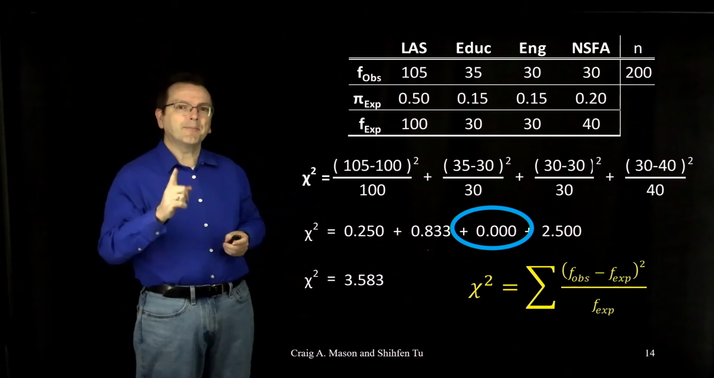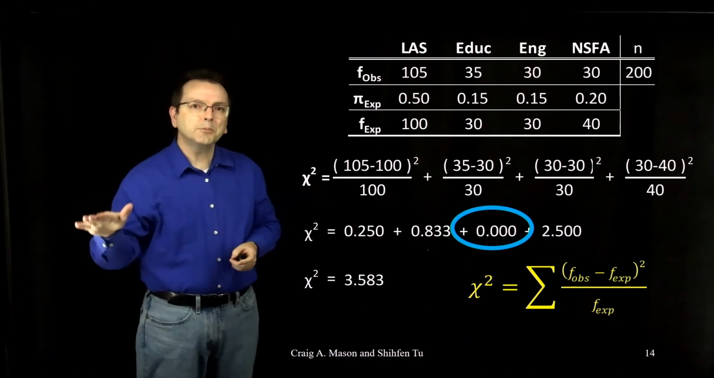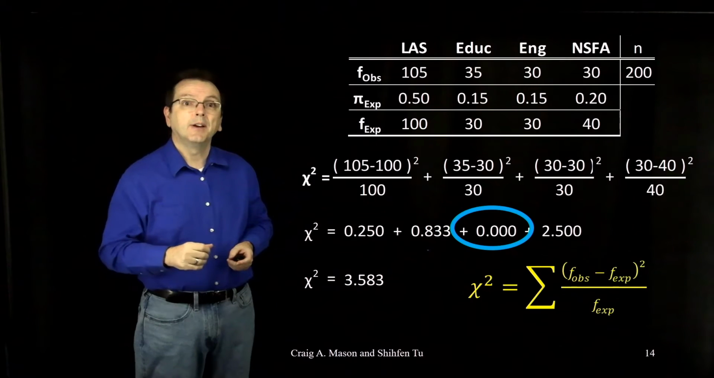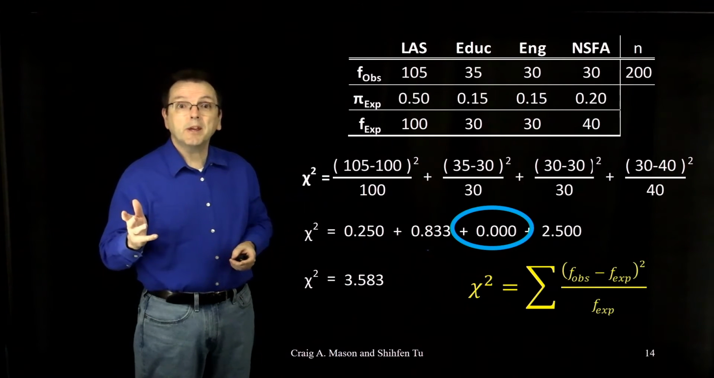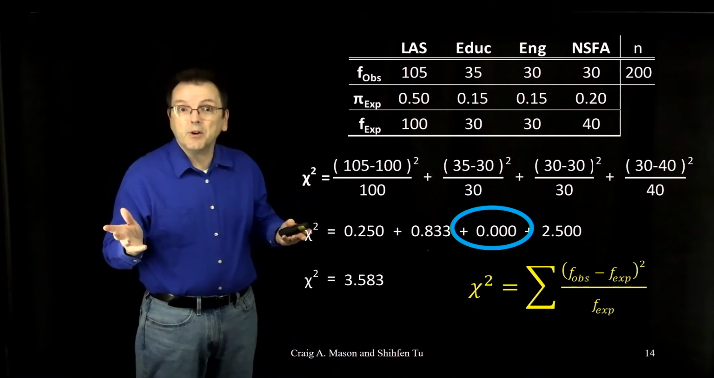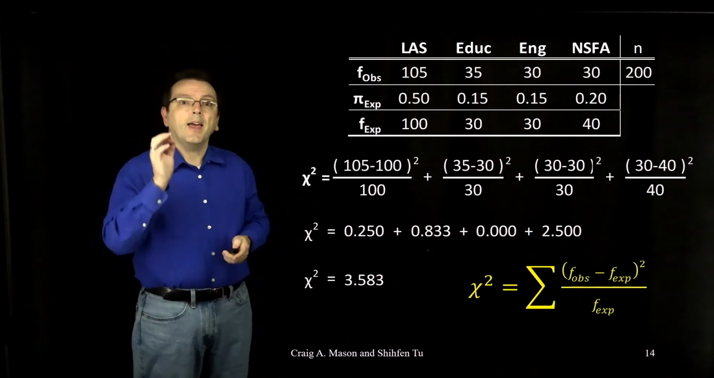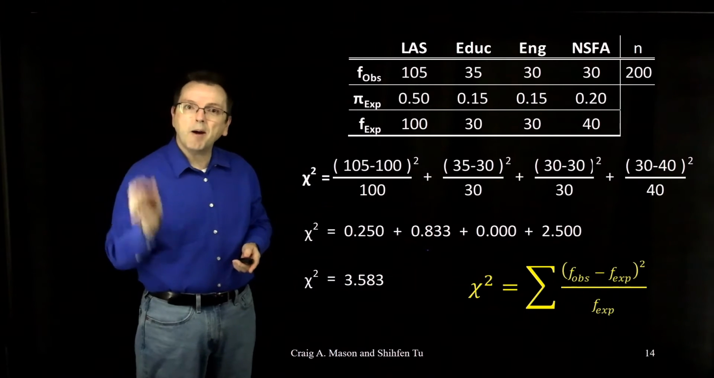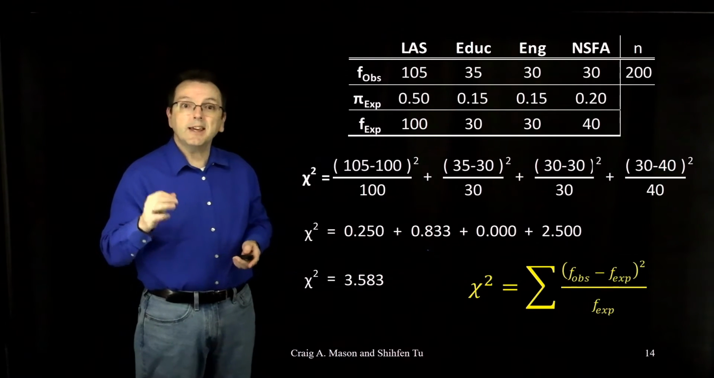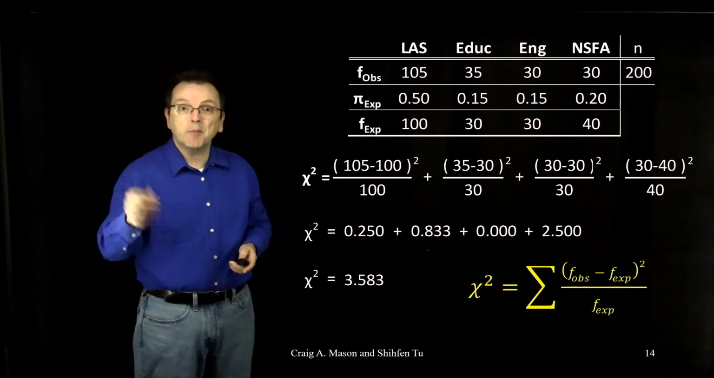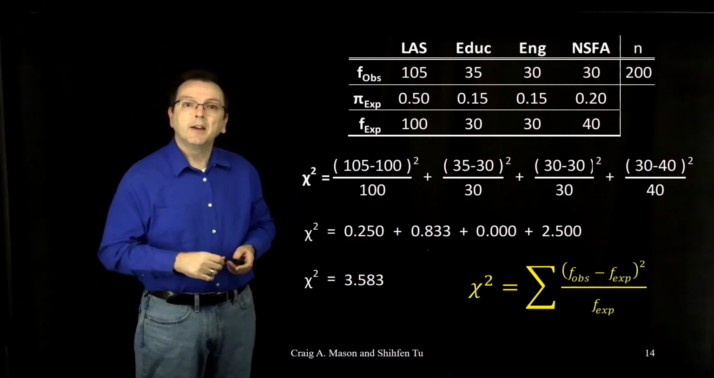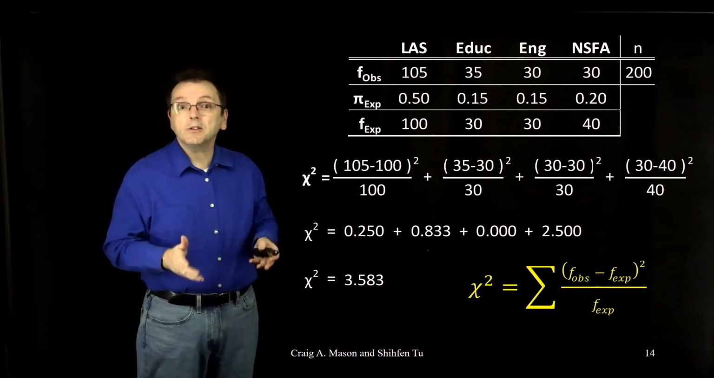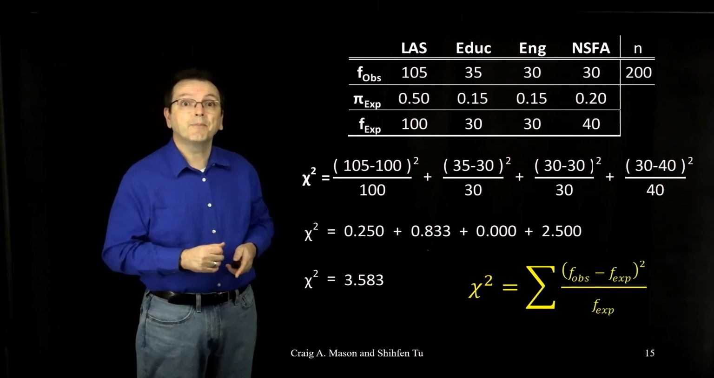And think about it. If all of our groups had exactly the number of cases that we expected, then our chi-square would be equal to 0, right? And remember, that's the null hypothesis. The null hypothesis is that we'll see exactly the specific numbers that we expected. So if the null is true, we expect our chi-square to equal 0.